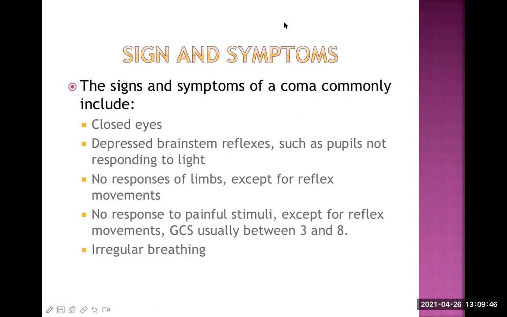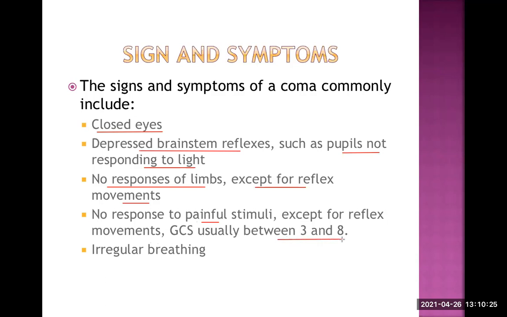The sign and symptom of a coma commonly include closed eye, depressed brainstem reflexes, such as pupils not responding to light. Pupils may be dilated. No response of limbs except for reflex type of movement. Okay, sometimes those movements are from the patient side themselves. It is not voluntary. No response to painful stimuli except for reflex movement. And Glasgow coma scale usually between 3 and 8.